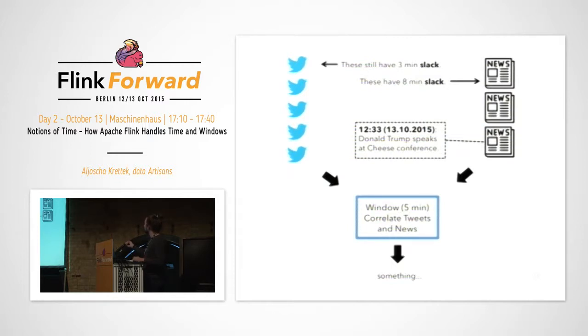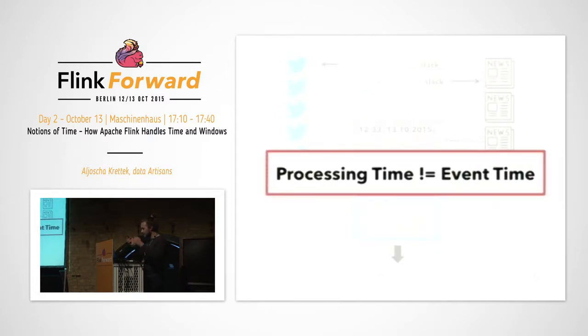For example, here, Donald Trump speaks at a cheese conference, which would be very interesting for a lot of people. And you know that these events, due to some reason, again, global delays, the global nature of the system, arrive with 8 minutes of slack. So now if you would do your windowing computation based on the processing time of this machine, the elements that you would be processing would be completely unrelated to the timestamps. What you would ideally do is, in this window operator, you wait. In this example, you have to wait 8 minutes, because then you can be sure that all the elements for a certain window of event time have arrived at your computation. So again, processing time is not event time, and you need some way of dealing with this.